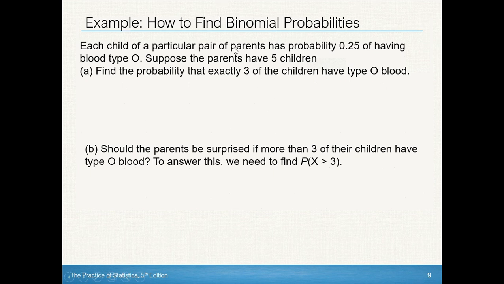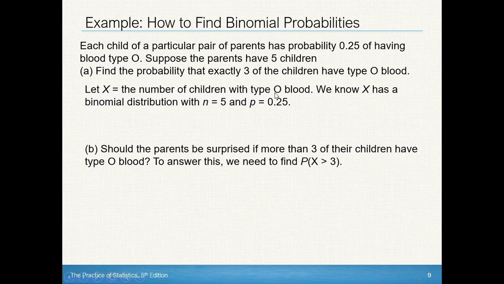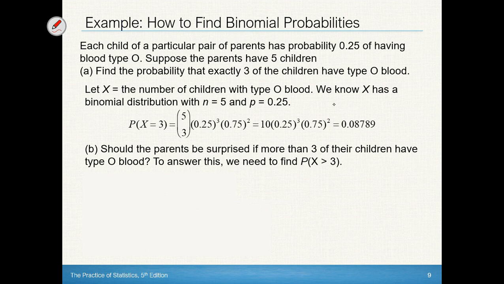So each child of a particular pair of parents has a 25% chance of type O. Suppose the parents have 5 children. Find the probability exactly 3 of them have type O blood. In this case, X is going to be the number of kids with type O blood. It's binomial with n 5 and p 0.25. So here's the formula. The probability X is 3 is 5 choose 3, 5 attempts, 3 successes. The probability of success, and there are 3 of those. The probability of failure, 2 of those, and work that out right here.